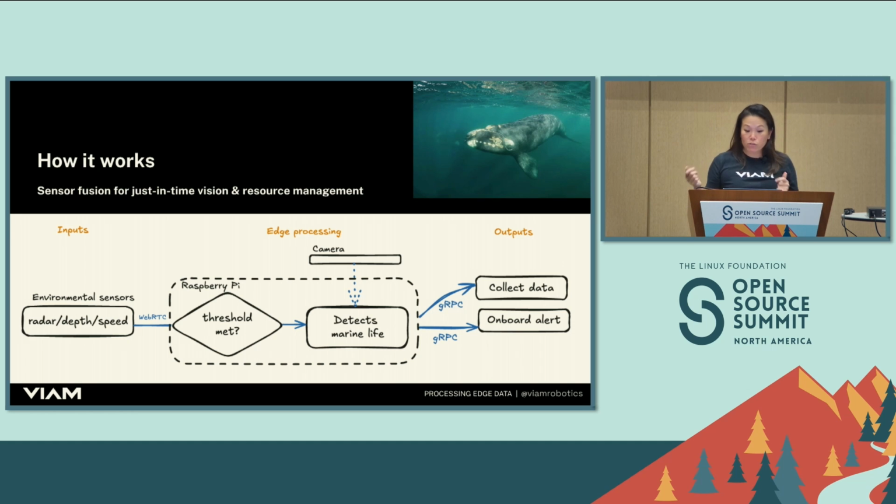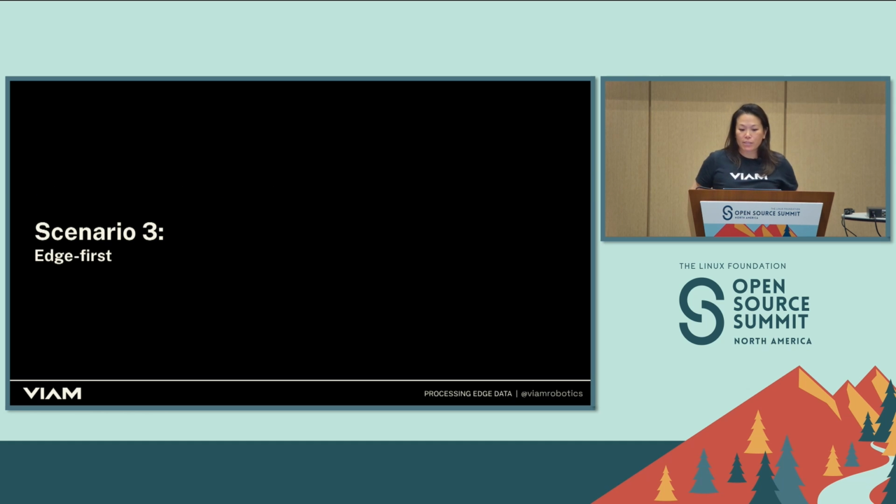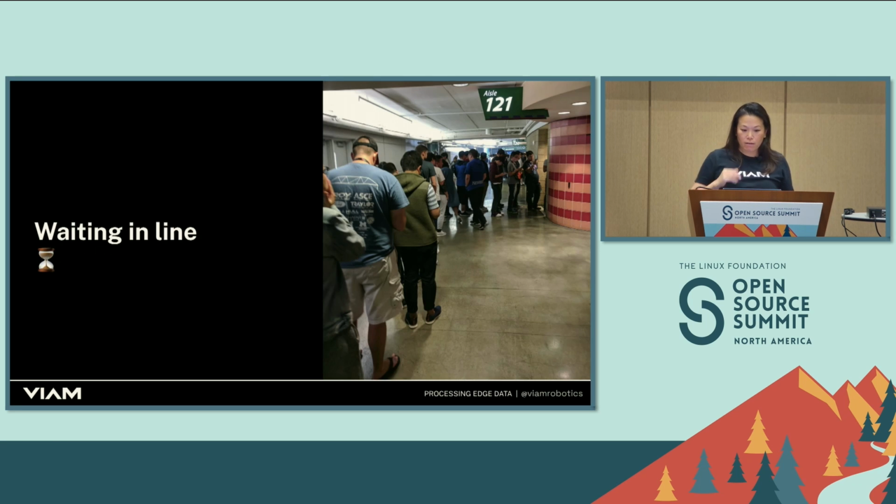And when you cross a certain threshold, you can activate that camera. That camera's not running all the time, and then run the model. So again, we're using low-power sensors to manage our resources. And in the last example, scenario 3, we have edge-first systems designed to work fully offline.